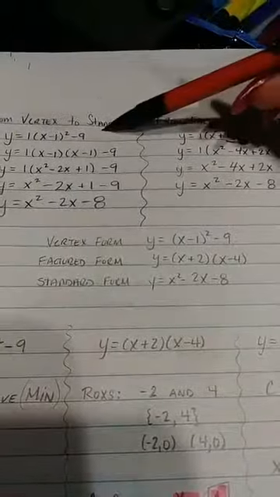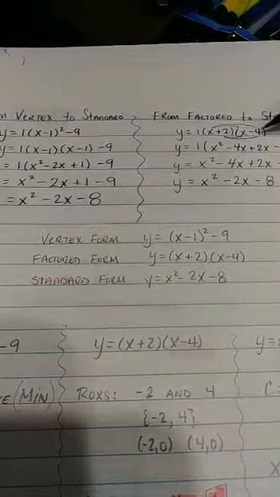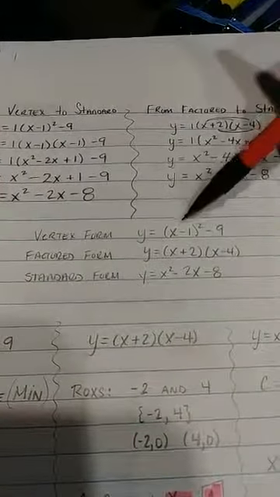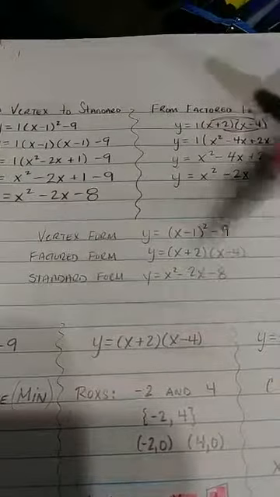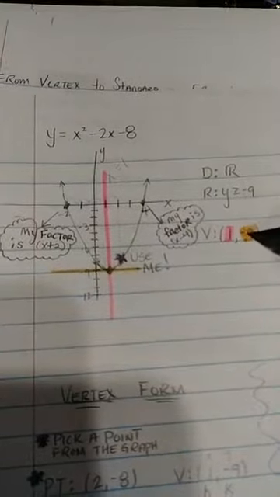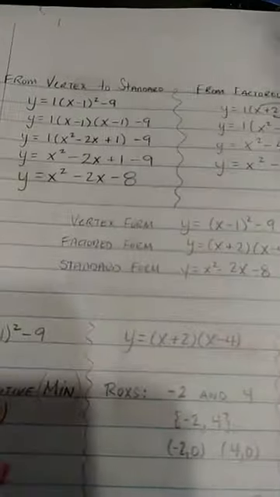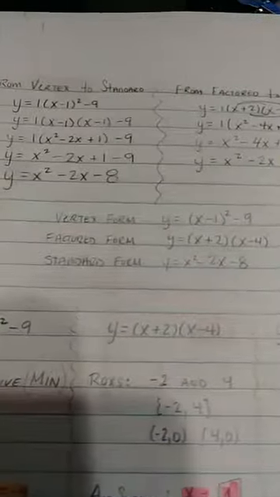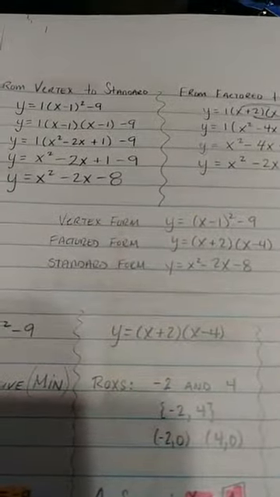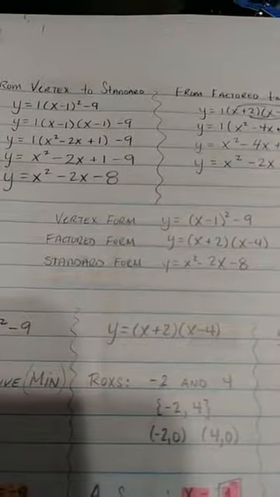And then look at my vertex. Look at my factor form. All three of these forms give you this same graph. They will all give you a vertex of 1, negative 9. They will all give you roots, negative 2, 4. They're just different forms of the same parabola, or the same equation, I guess you could say it that way.